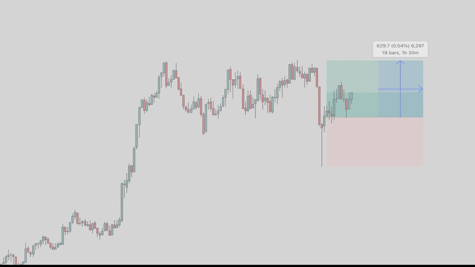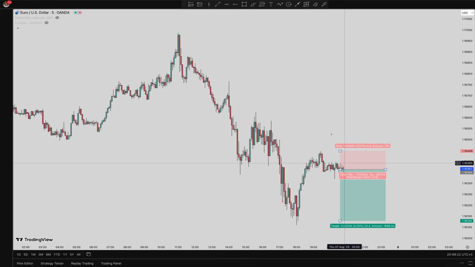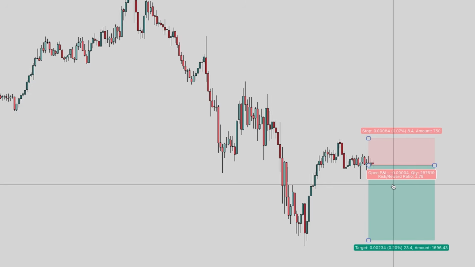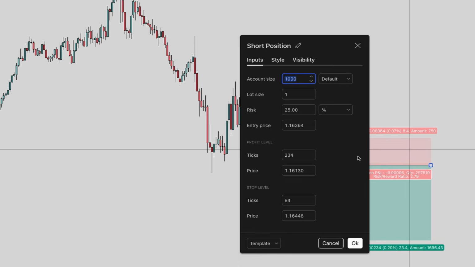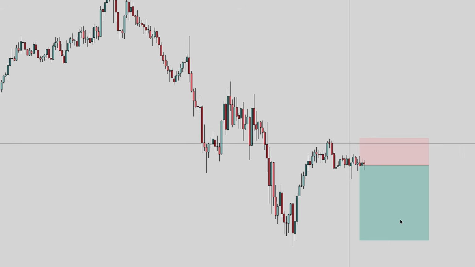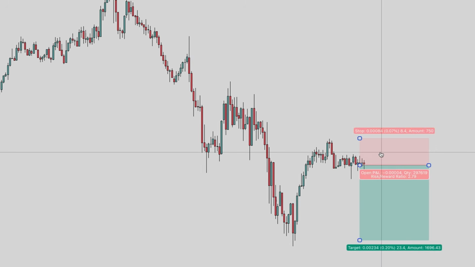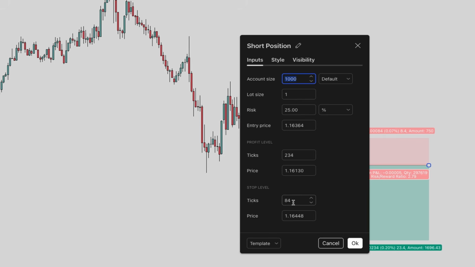Now let's look at this one here for euro dollar. For example, you have taken this trade and you have 8.4 pips, which is this 84 divided by 10. Now how do you calculate the lot size? How do you know the lot size you're going to use? This is going to work for all the indices and currency pairs. Once you know their pips, as I've just shown you, you just get the number of stop loss pips. For example, here it is 8.4 pips, which is this 84 divided by 10.